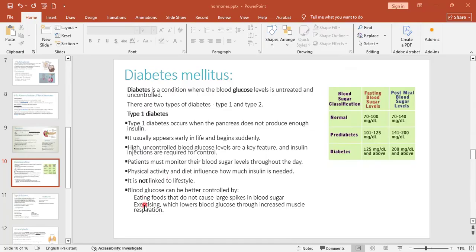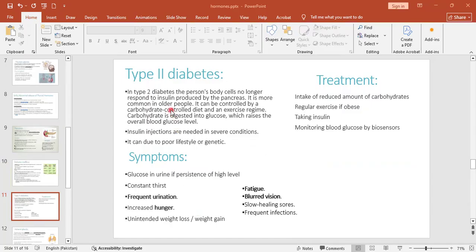And it can be controlled by eating food that does not cause large spikes in the blood sugar and by exercising. Now, if you need to lower the extra glucose, you need to utilize that glucose. One way to utilize the glucose is by increasing the level of respiration. And how will the level of respiration increase? If my body needs more energy. In which conditions will my body need more energy? When I'm exercising, when I'm doing a workout. All right, so this is type 1 and its cure.